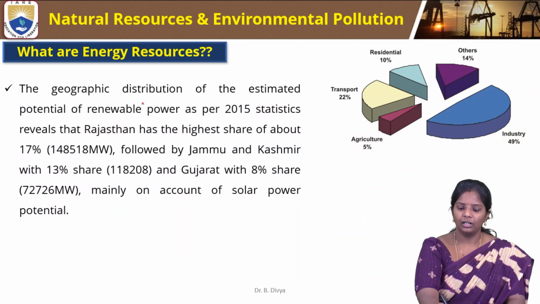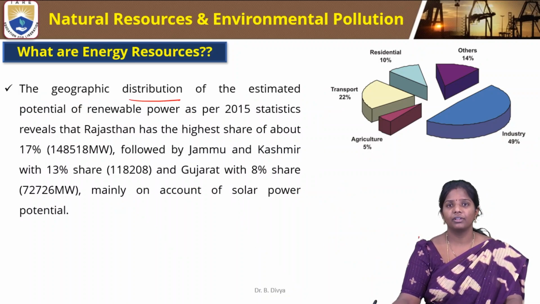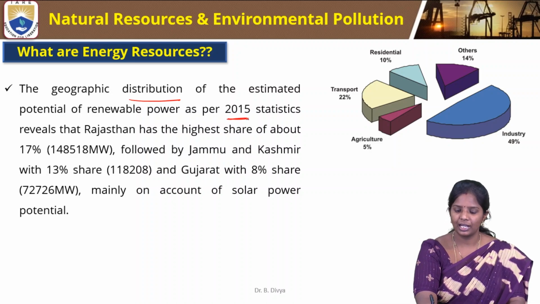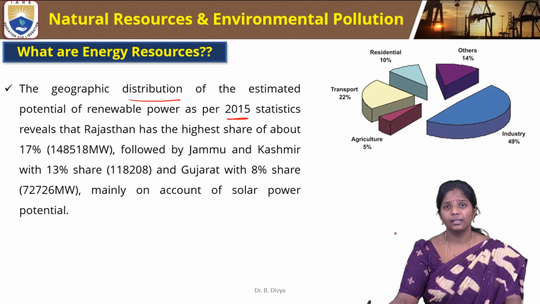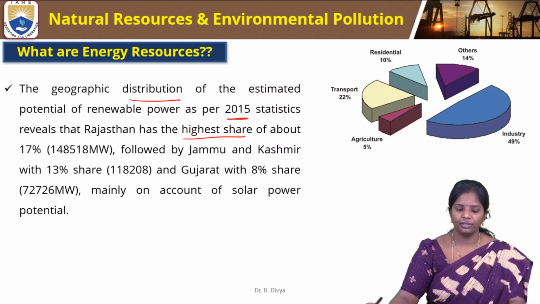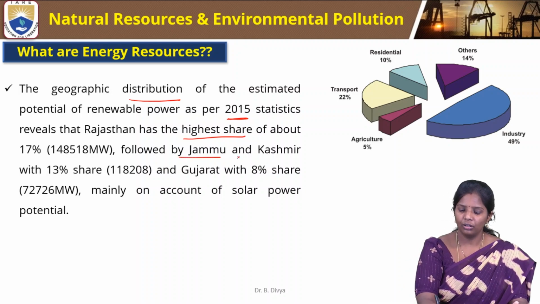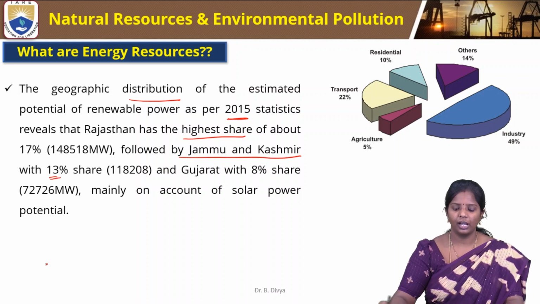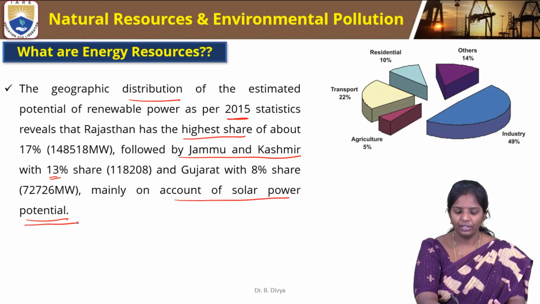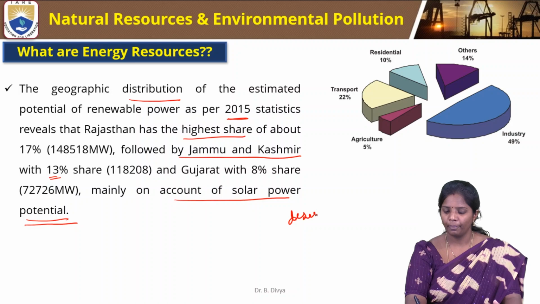Then the geographical distribution of this estimated potential of renewable energy as per 2015 statistics shows that Rajasthan has the highest share of about 17%. So wherein we are producing energy in the Rajasthan state, which is about 17% of the whole nation's power. Then followed by Jammu and Kashmir, which is 13%. And Gujarat is of 8% share accounting to the solar power. So if we see this, deserts have longer summer times.